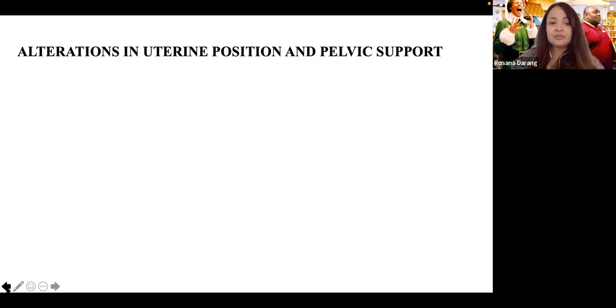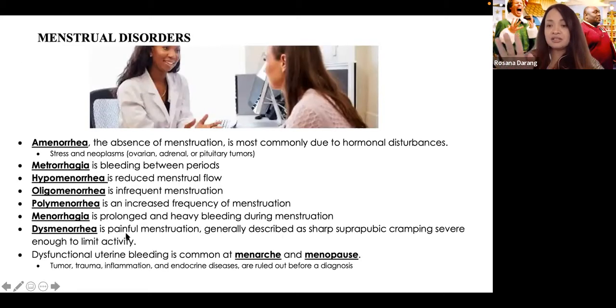Okay. So anyway, for the next disorders, the female reproductive disorders we're going to discuss, the signs and symptoms are one of these or a combination of these. Okay. There's no one specific feature for one specific disorder.